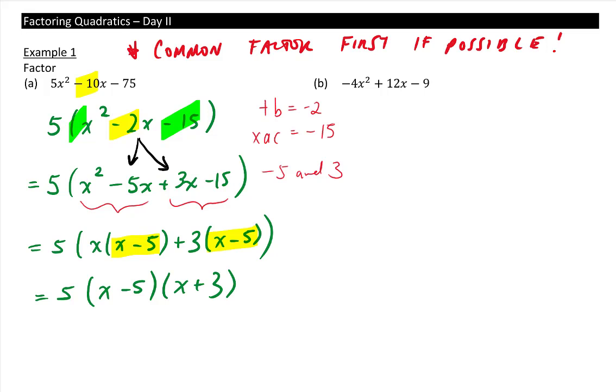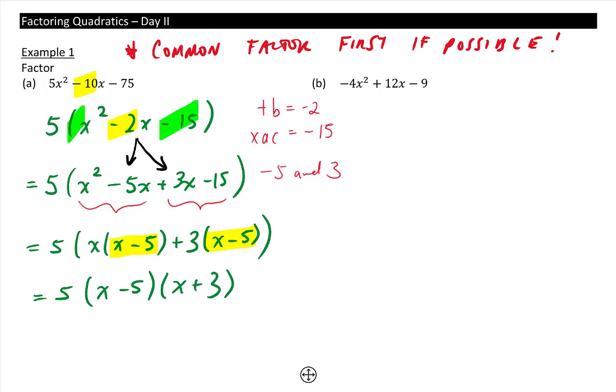Alright, let's try this one more time. So again, start by common factoring. So we notice in this next example, b, that we have a leading coefficient that's negative. And we're reminded that when we see a negative leading coefficient, we should take that negative out. So if we take out the negative 1, we're left with 4x squared minus 12x plus 9.